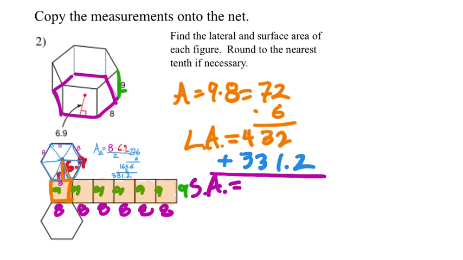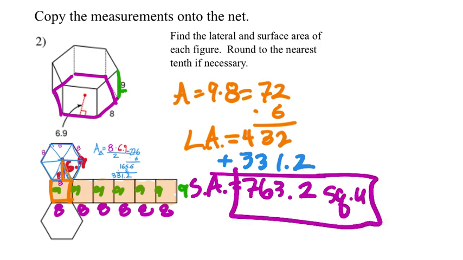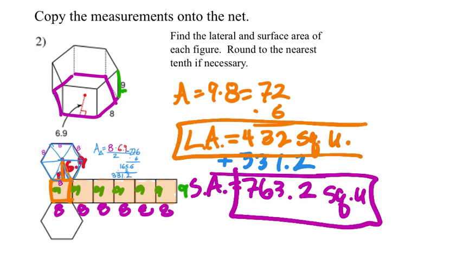Sometimes we'll just say SA. So what is that? A 2 and a 3 and a 6. Whoops, decimal. 4 plus 3 is 7. 763 square units. That's what I'm going to say. Yeah, same with the 432. That would be in square units as the lateral surface area.